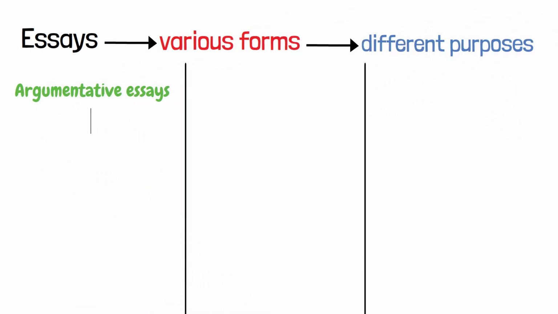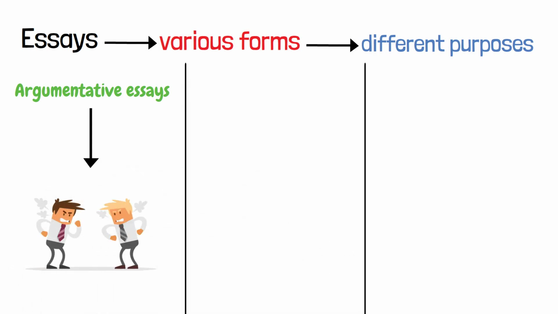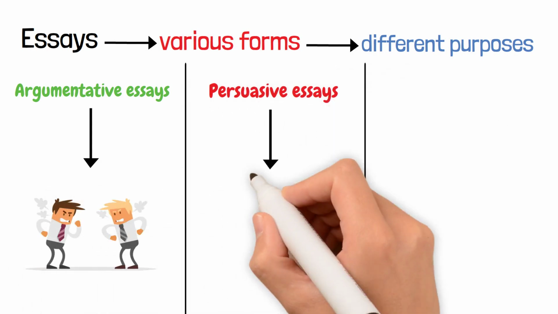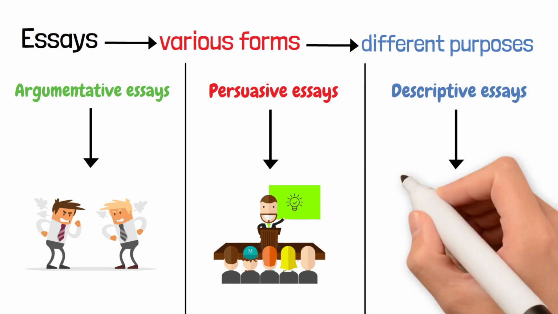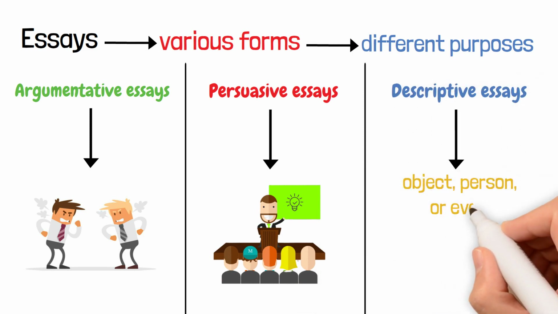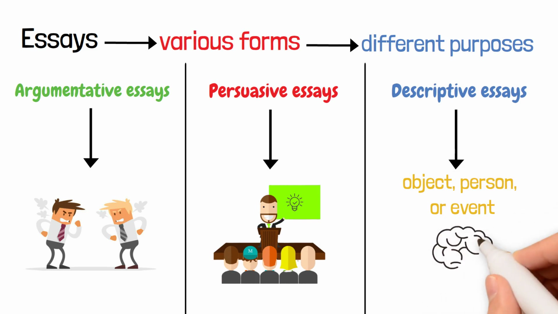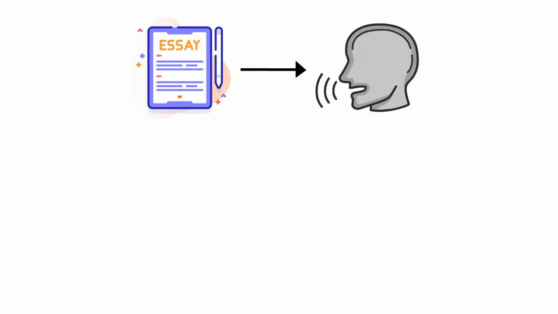Argumentative essays present and defend a particular viewpoint, persuasive essays seek to convince readers of a specific stance, descriptive essays vividly portray an object, person, or event, and narrative essays tell a story while drawing out lessons or insights. The brevity of essays encourages writers to express their thoughts succinctly.